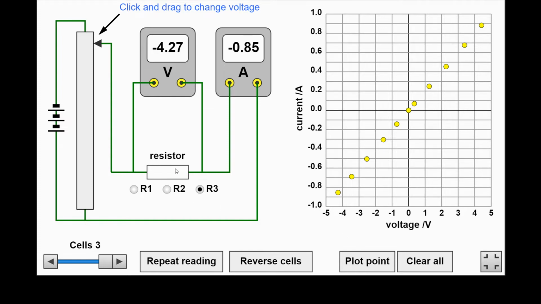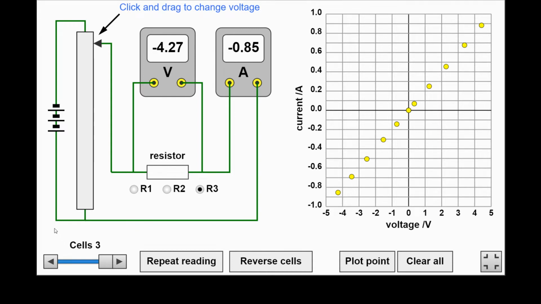What that means is that this resistor is an ohmic resistor. It obeys Ohm's law at all measures of voltage. And that is because it is not necessarily getting particularly hot. Temperature is not having an impact here.